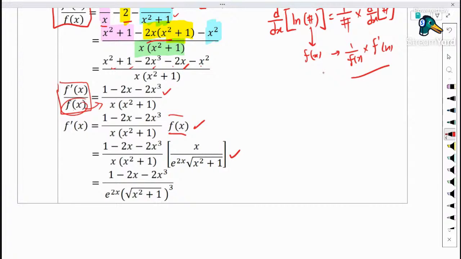Then we try to do simplification. I find out that the x and x can be cancelled off. And then x squared plus 1 with the square root of x squared plus 1, I can simplify it to become this term here. Then the rest just copy back accordingly. Therefore, once again, we have done the proving as shown.